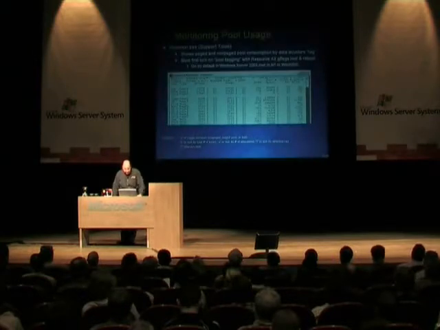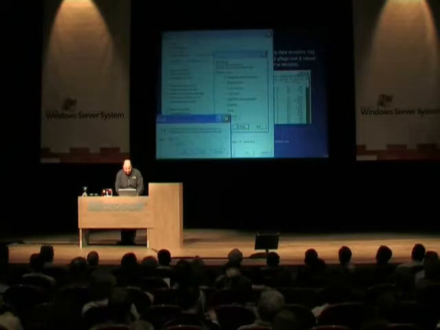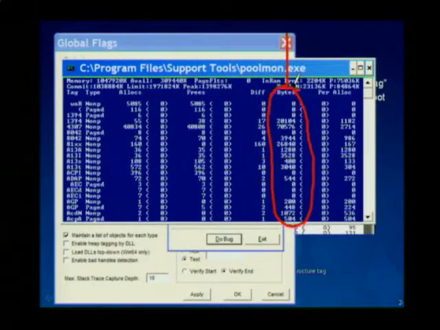What happened to Poolmon? I exited it, sorry. The next column, number of bytes, is the total amount of memory in use by that pool tag. So which of these do you think would be the right number to look at in terms of looking for a kernel memory leak? Which column?